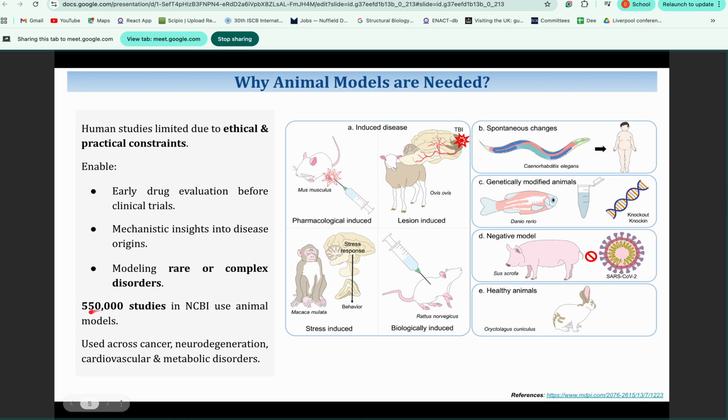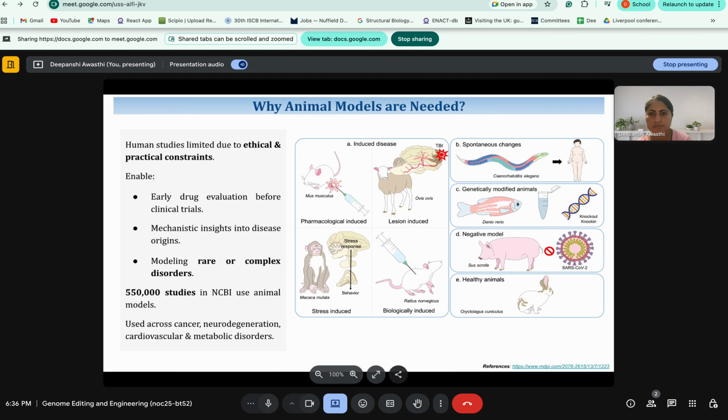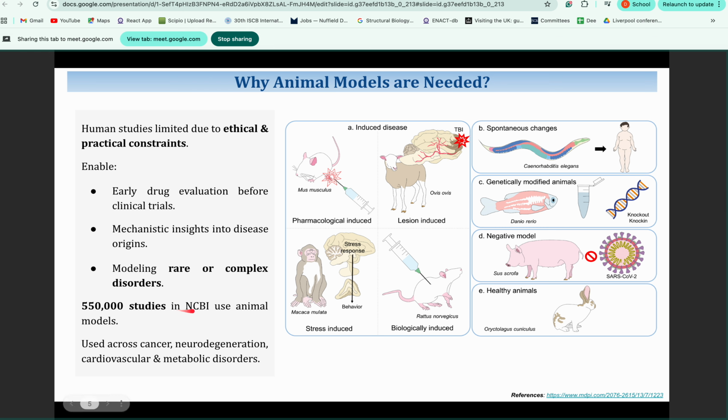There are around 550,000 studies in NCBI which use animal models. They are used across cancer, neurodegeneration, cardiovascular and metabolic disorders. All these disorders can be studied with the help of animal models. So let's see, it shows the induced disease. Whenever we are studying animal models, they are not actually patients, they are not suffering from any disorder. We induce the disease in them.